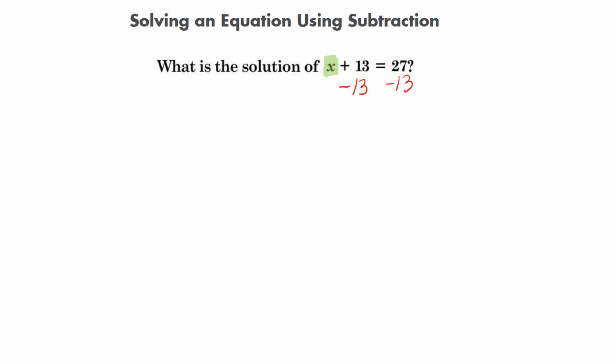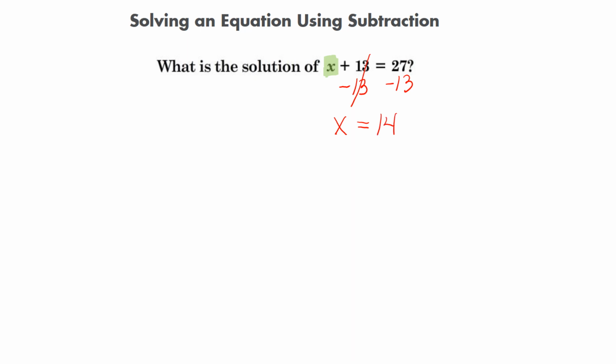So this leaves us with a positive 13 minus 13 is just a 0, but we're not going to put 0. We don't need to. We're just going to leave it alone, cancel it out. So we're left with x equals 27 minus 13, which is 14.